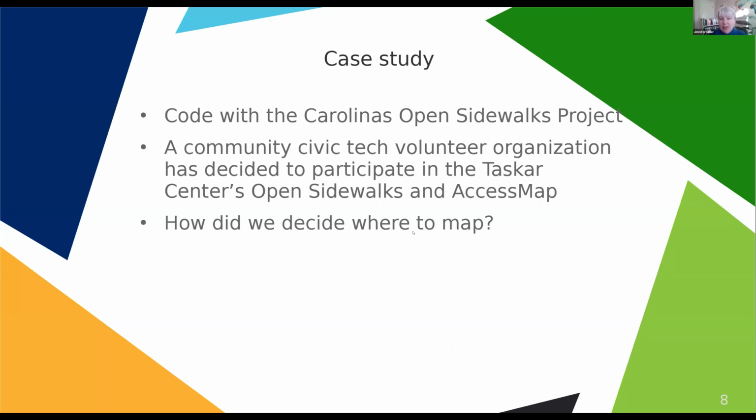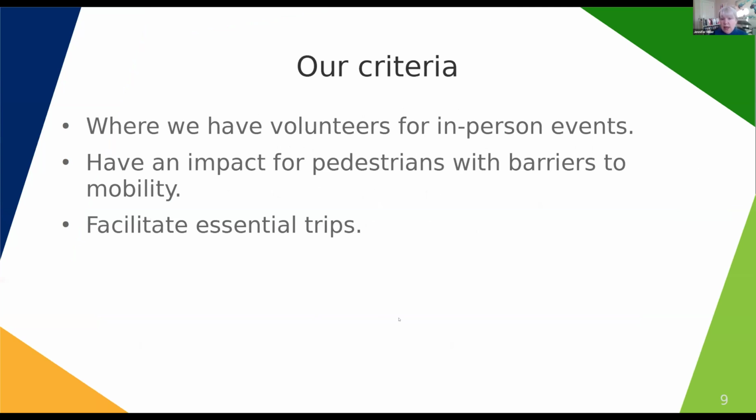This is how Code with the Carolinas used this method to decide where we would do our first Open Sidewalks project. We knew we wanted to partner on an Open Sidewalks project, but where should we map? We set criteria based on our goals for doing an Open Sidewalks project. We wanted a location where we had volunteers to do in-person events. We span 2 states, but people are not distributed evenly across the states. We wanted to have an impact for pedestrians with barriers to mobility. And we wanted to facilitate essential trips for those folks.